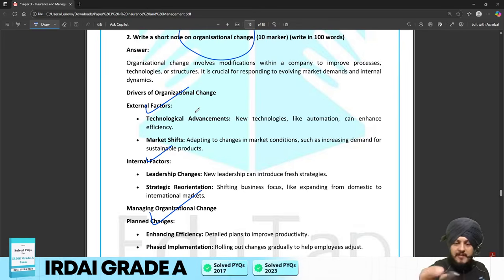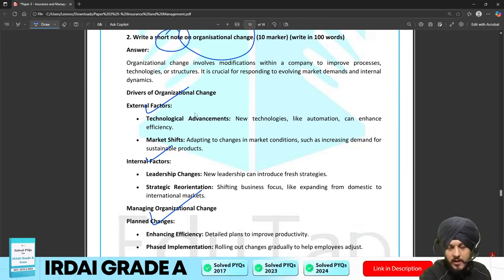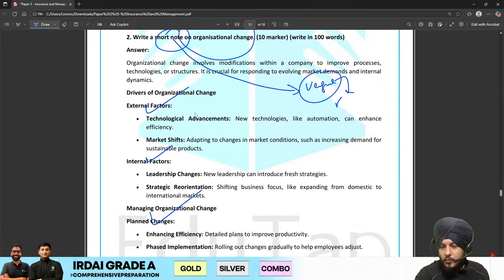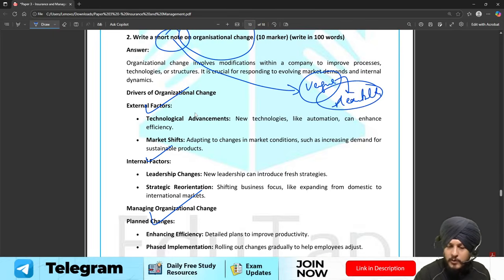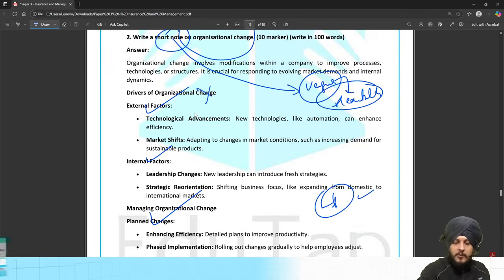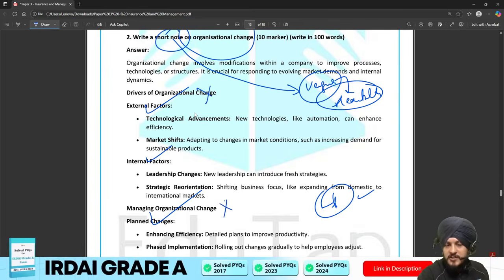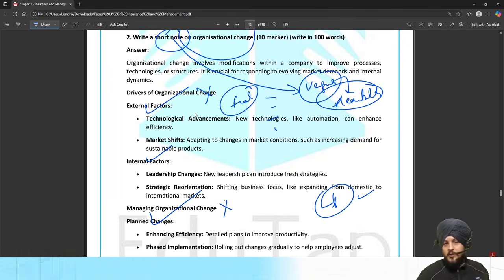The point is that when they have written "short note", the question becomes very vague. When the question is vague, you have too much flexibility to write whatever you know. Let us say you don't want to write about drivers, or maybe about managing; if you know about the features of organizational change, what all types of features can be there, you can talk about that too, right?